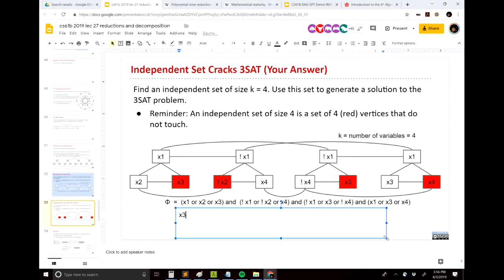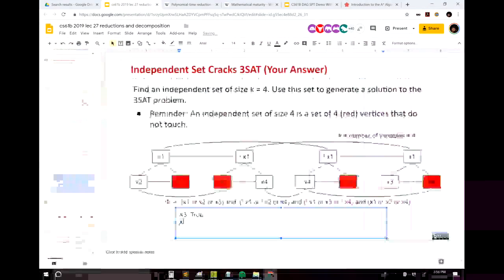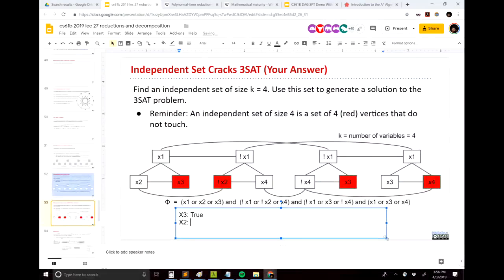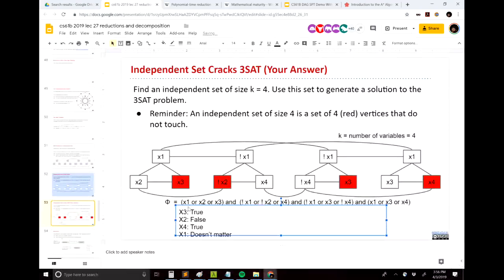Well, this tells me that I should assign X3 what? True. X2, what should I assign it? False. X4? True. X1? Doesn't matter. You can pick whichever one you want. So I've come up with 2 possible solutions here.